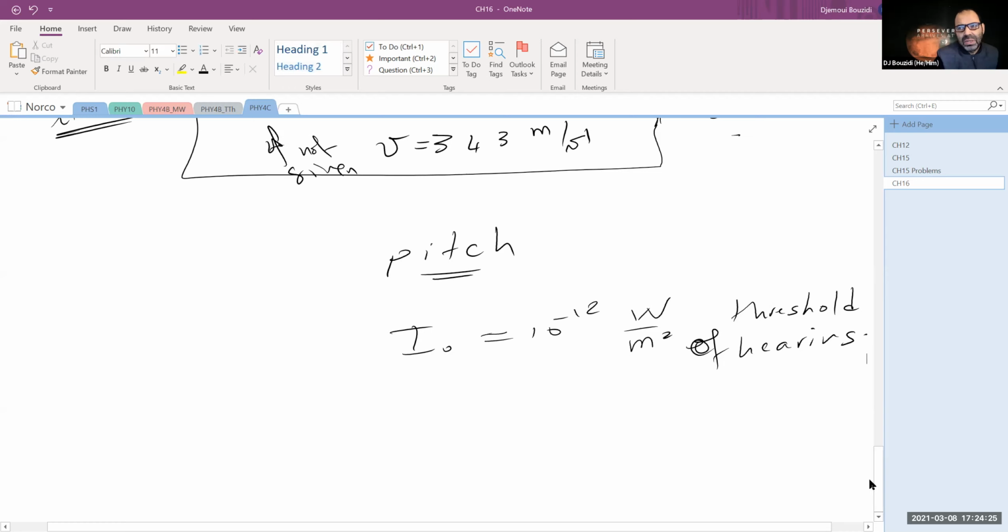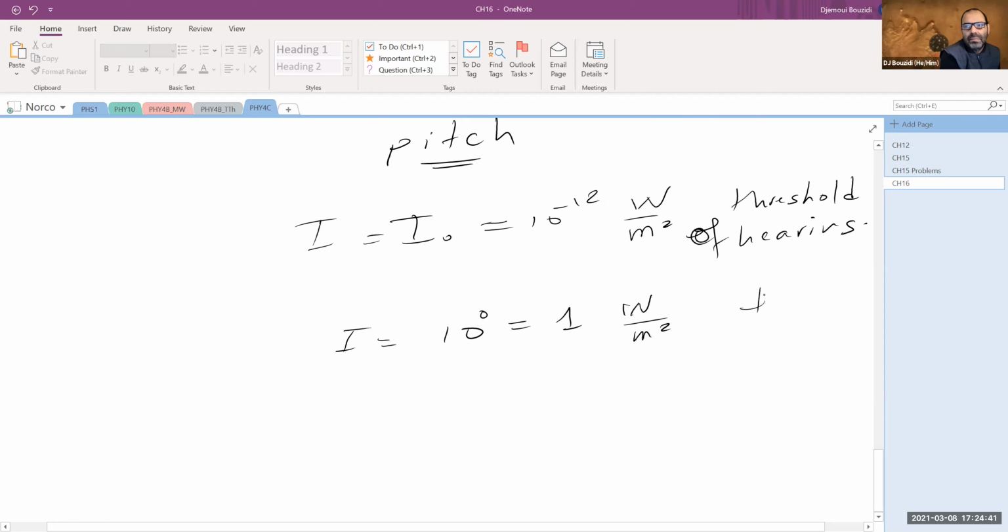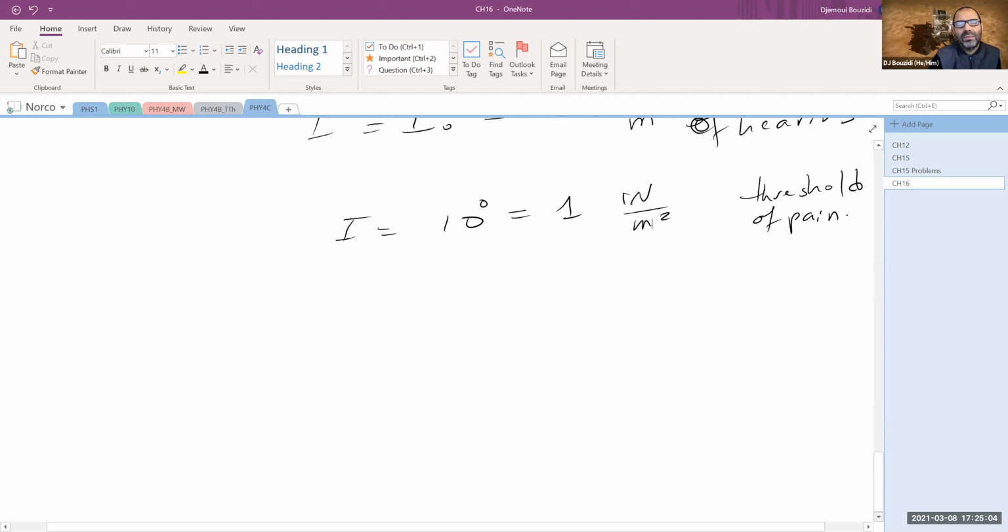When the intensity is equal to I naught, that is the threshold. When the intensity is equal to 10 to the power 0, namely 1 watt per meter squared, this is actually the threshold of pain. Okay, if you go to a concert, that's probably the intensity with which they are broadcasting, especially if you are next to the loudspeakers. Your ear is going to hurt. It's probably going to start to rupture. You have to be very careful in there.